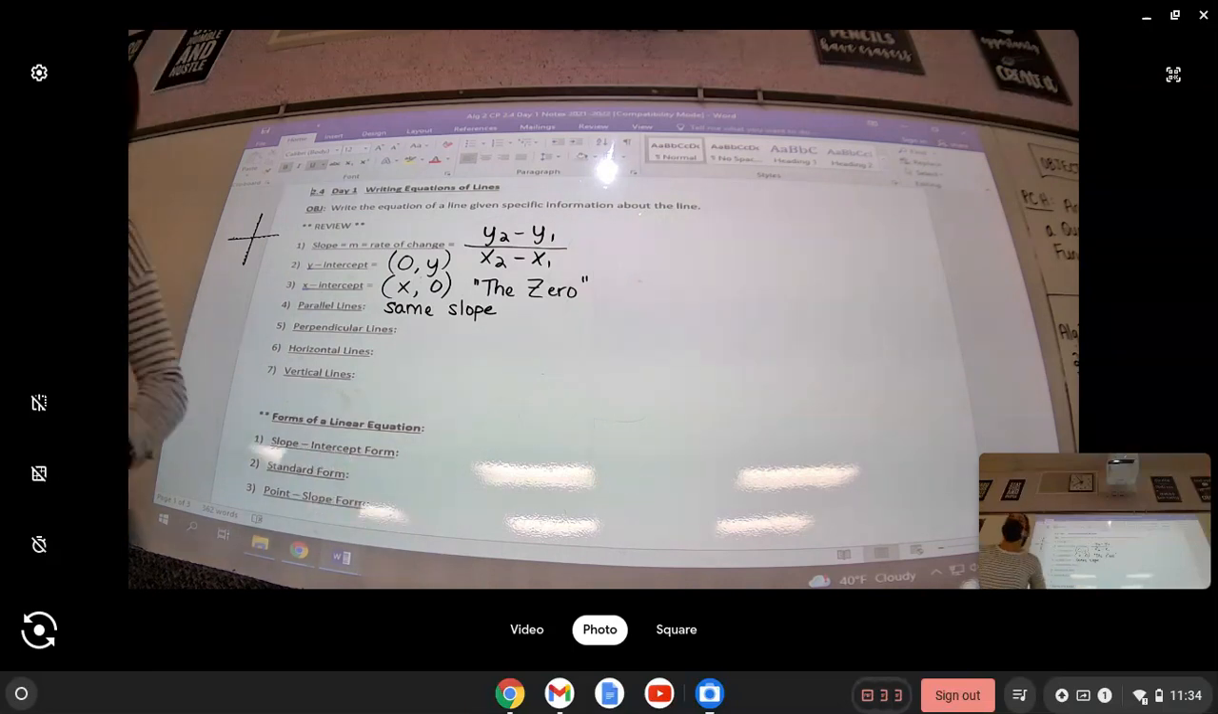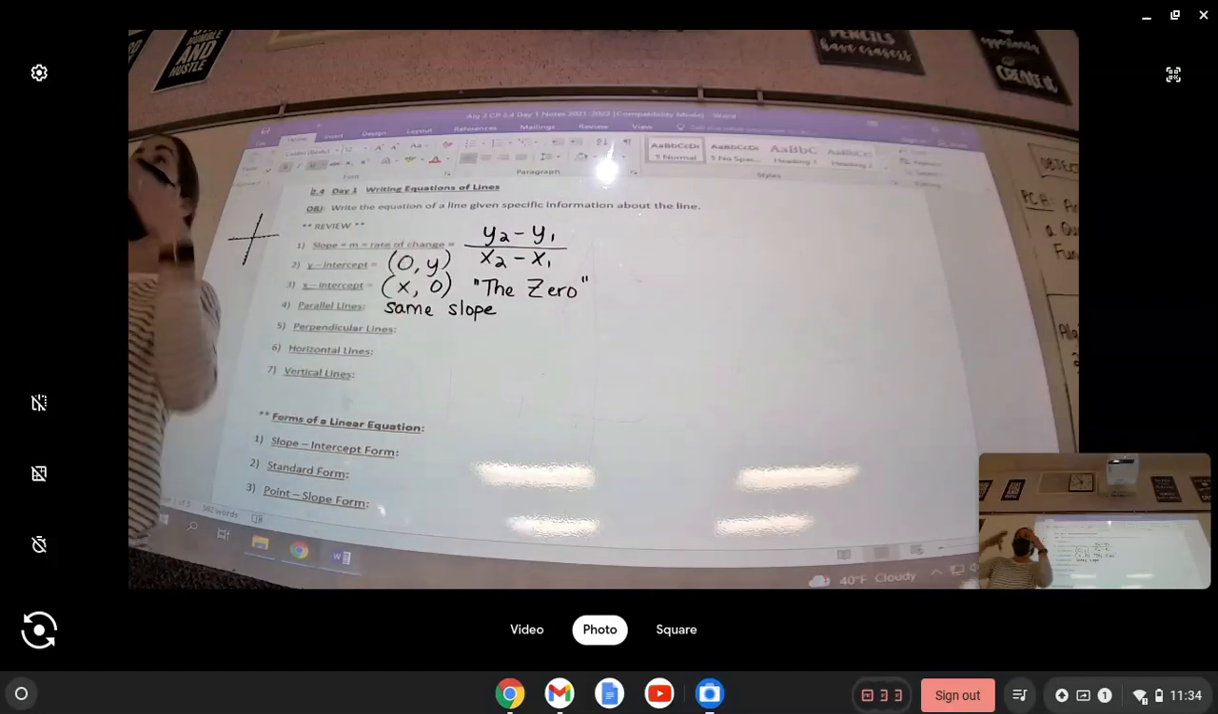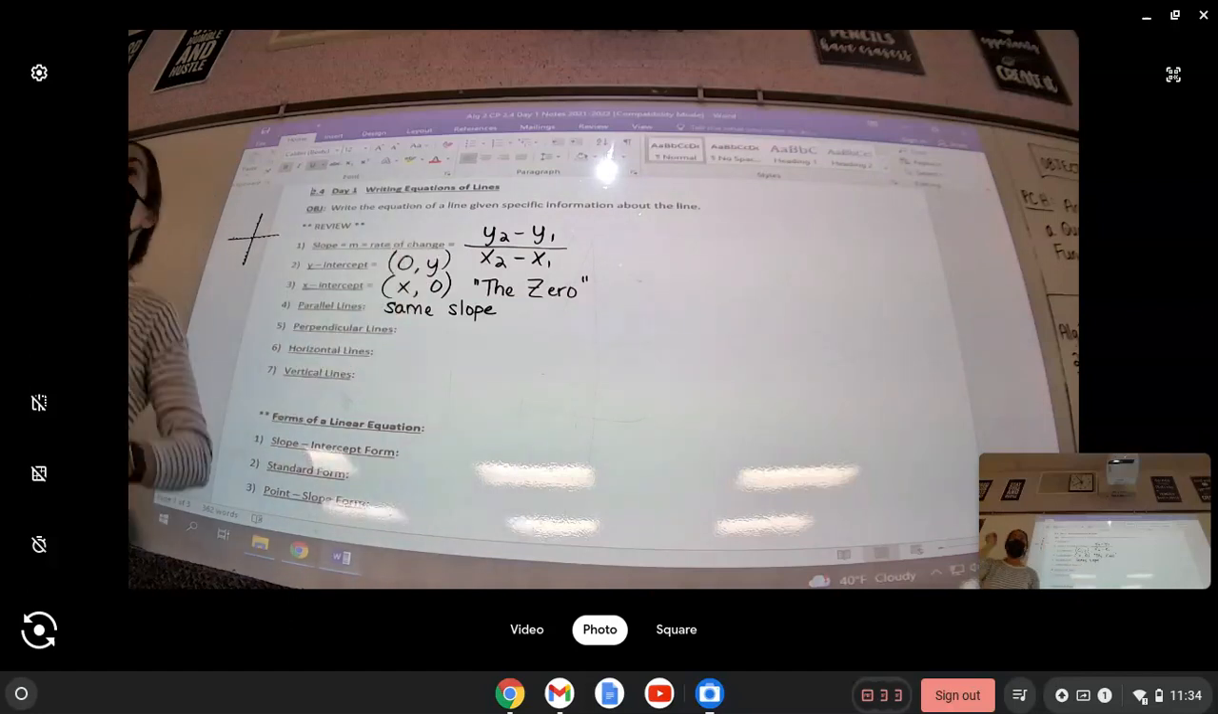Okay, so again, if they say you have to write the equation of a line that is parallel to this line, then you know you need that line's slope, because your line has to have the same slope as a parallel line. All right, then we saw perpendicular lines.